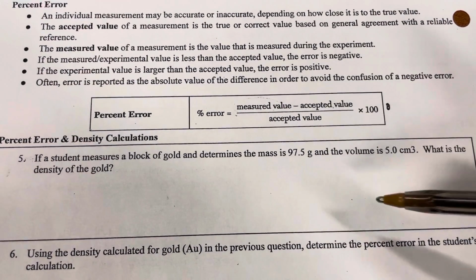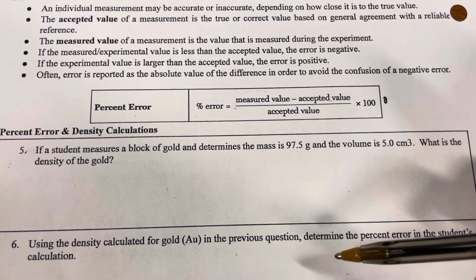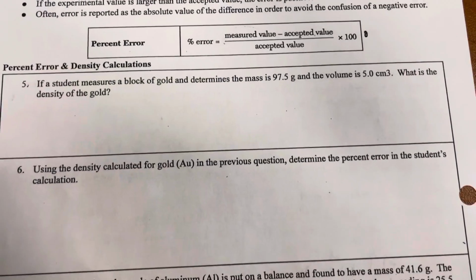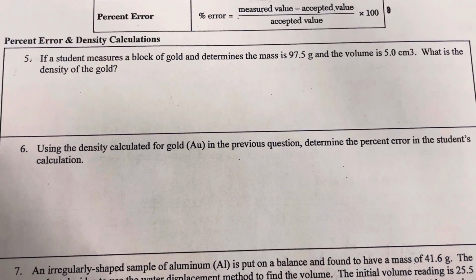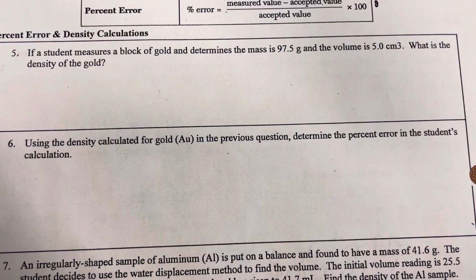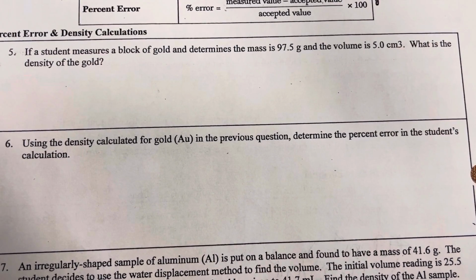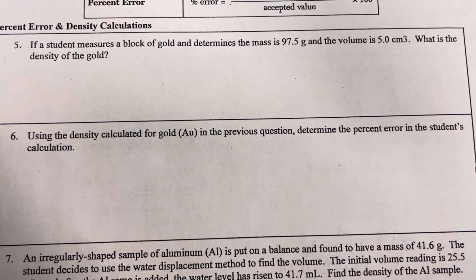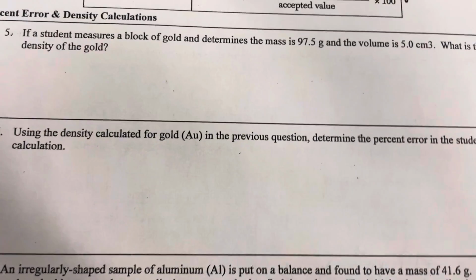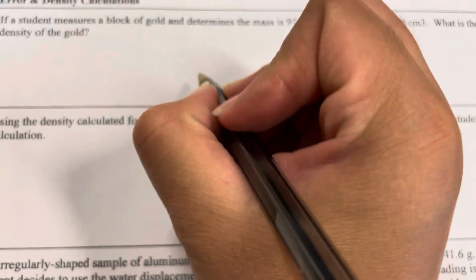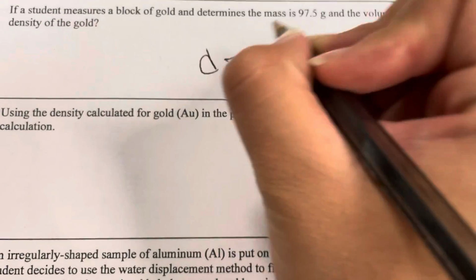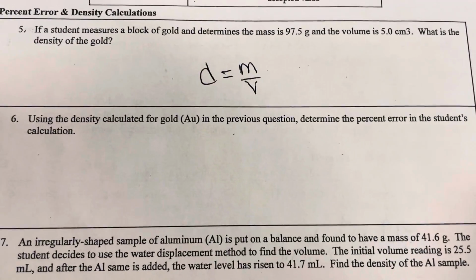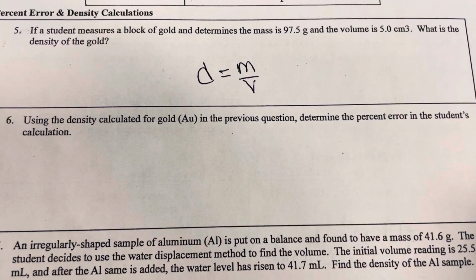So let's take this example, number 5 and 6. Here we have, if a student measures a block of gold and determines the mass is 97.5 grams and the volume is 5 centimeters cubed, what is the density of gold? Well, we know the density of something is D equals M over V, right? We discussed that in the last video.